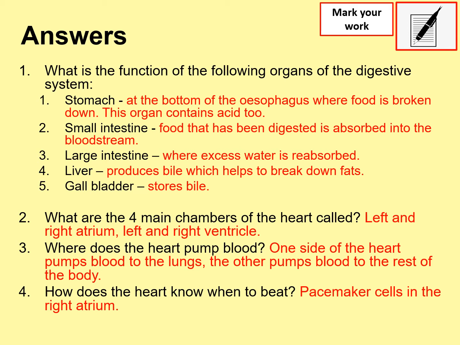What are the four main chambers of the heart called? You've got the left and the right atrium and the left and the right ventricle. Where does the heart pump blood? So one side of the heart pumps blood to the lungs and the other pumps blood to the rest of the body. And how does the heart know when to beat? The pacemaker cells in the right atrium do that and help the heart to actually beat every second or so.